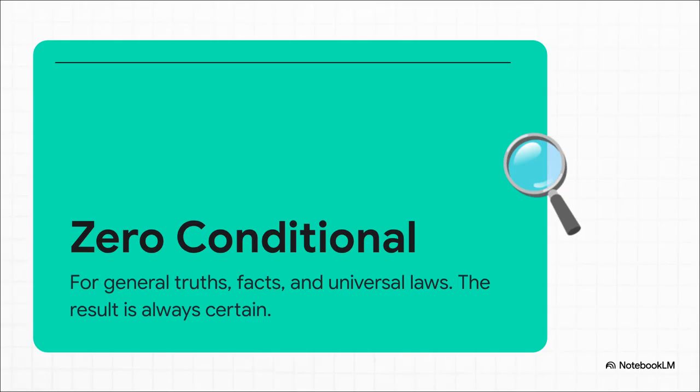Okay, so first on our list is the zero conditional. This one's the easiest, I promise. Think of it as the fact conditional. It's the bedrock of reality. We use it for stuff that is just always true. 100% certain, like scientific laws, basic facts, or simple habits. It's pure cause and effect. If you do this, this always happens.